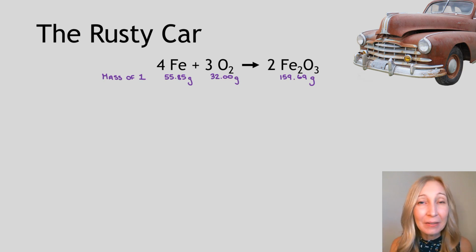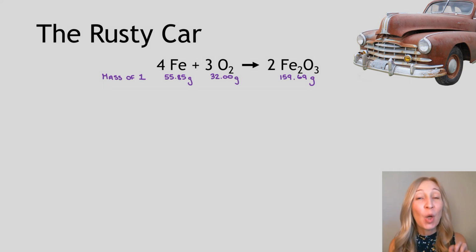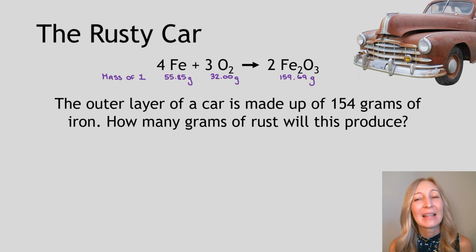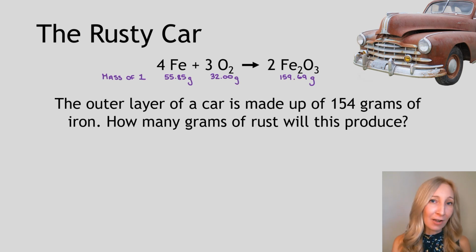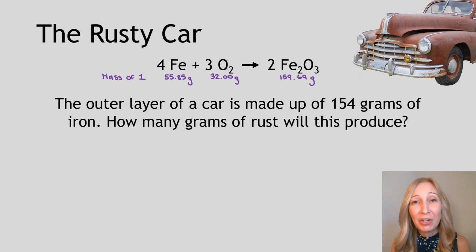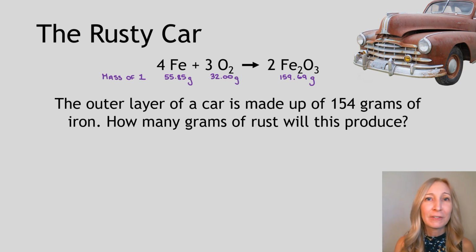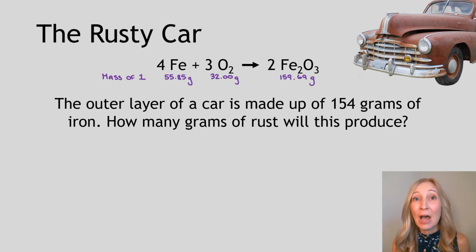Back to this car. Did you know that a rusty car technically weighs more than a non-rusty car? Let's take a look at this question. The outer layer of a car is made up of 154 grams of iron. How many grams of rust will it produce? So we have 154 grams of iron, but how many irons is that?